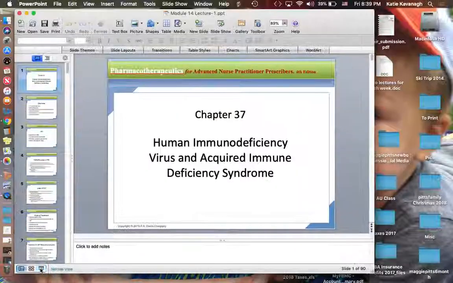So that's about it for immunizations. If you have more information, there's a lot, or want more information, it's on Canvas. And if you need anything else, just let me know.